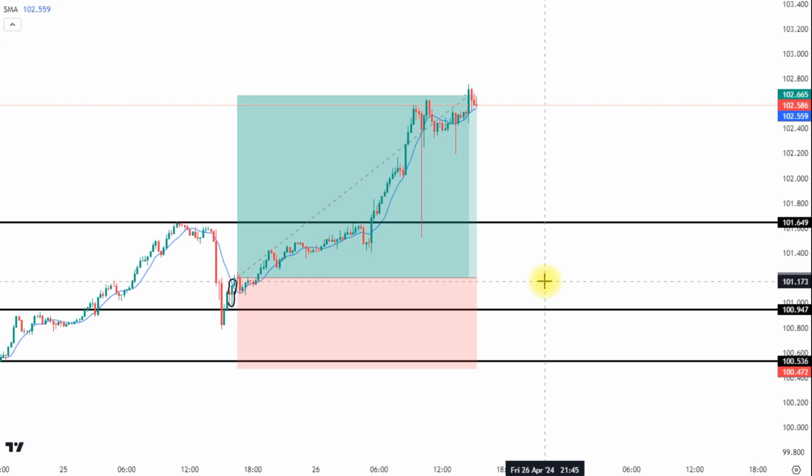I hope you know exactly now how to use support and resistance yourself, how to identify the key levels that are really relevant for your trading, and how to tell the difference from the irrelevant.